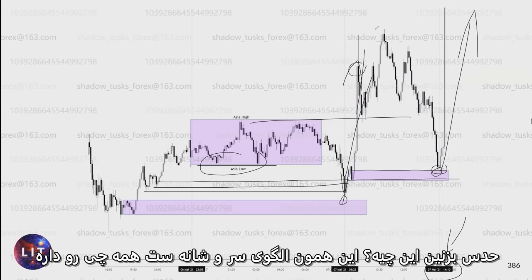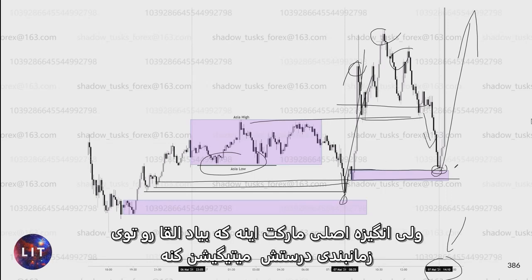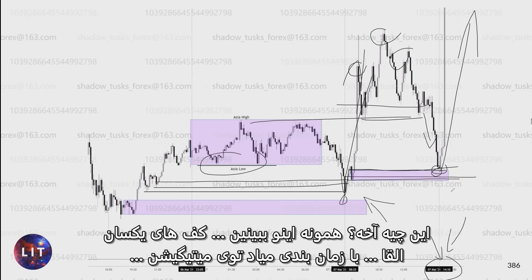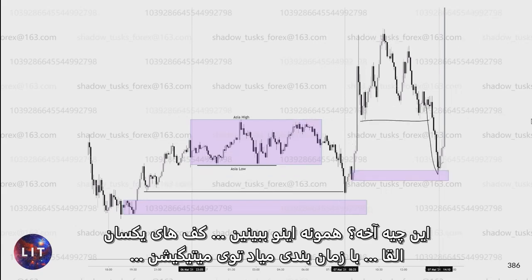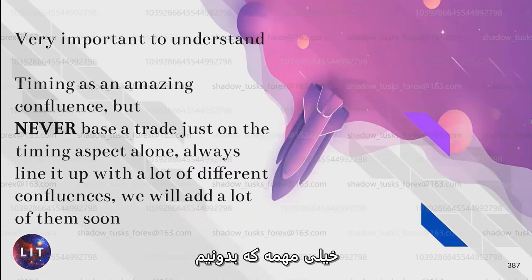Guess what that is? A head and shoulders, inducing the wrong side direction, giving the momentum speed, right? But the real attention is mitigation of the inducement at timing. Like, what in the hell? It's the same thing. Look at it. Equal lows, inducement into mitigation with timing. What in the hell? So, very important to understand.